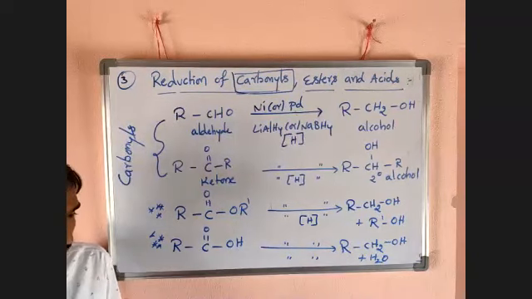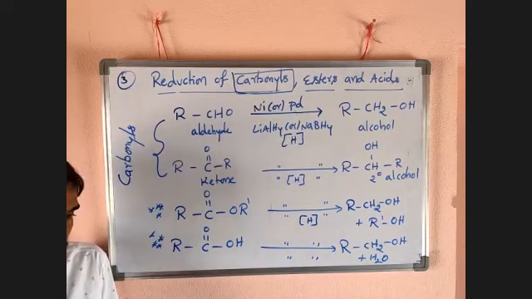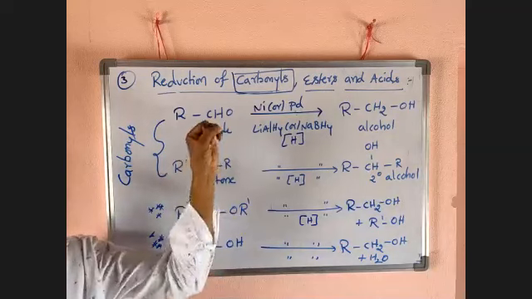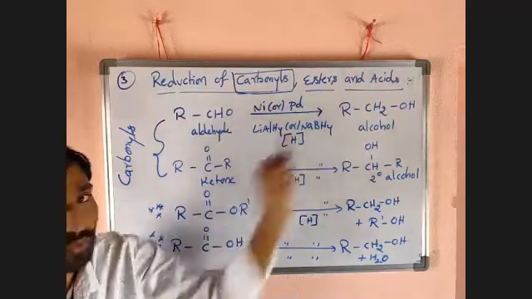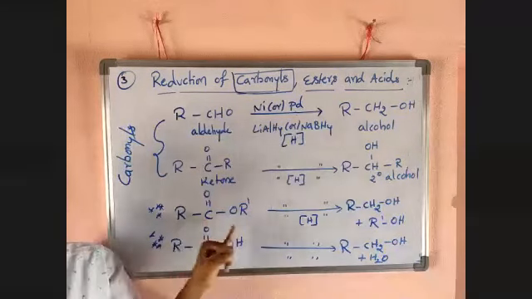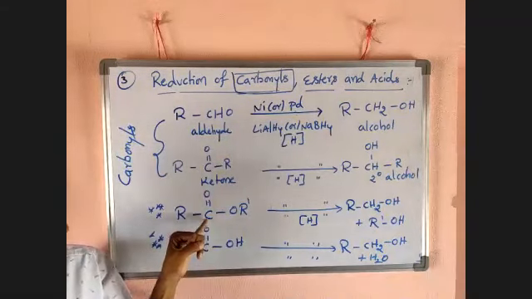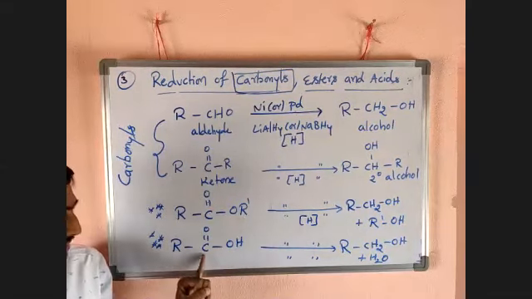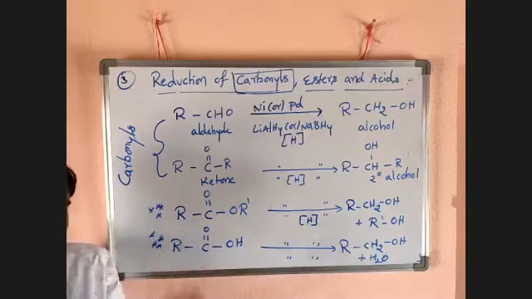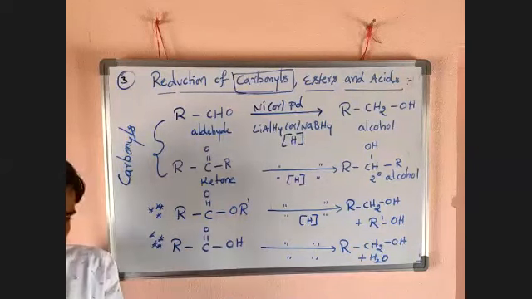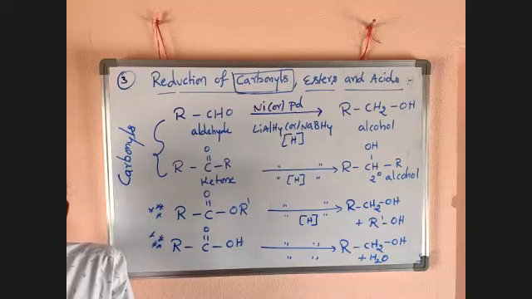I want to take certain applications. Just understand that CHO will convert into CH2OH. In the case of a ketone, CO will convert into CHOH. In the case of an ester, this carbon converts into CH2 and the O converts into OH, and the other part converts into ROH. In the case of an acid, it converts into CH2OH and water. R means alkyl. You can take any carbon substrate of alkyl.